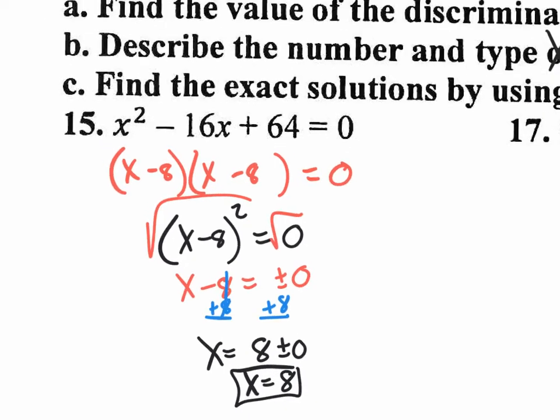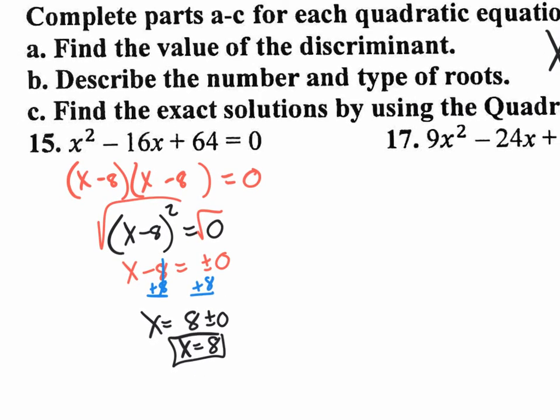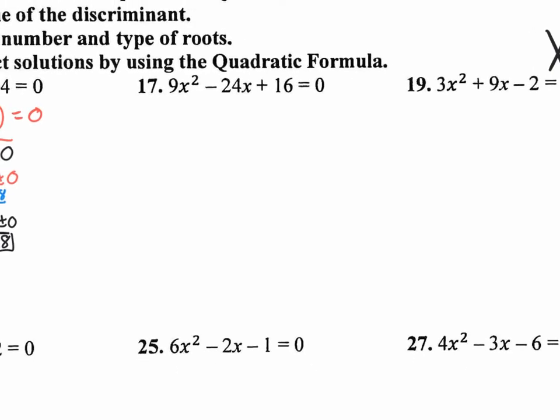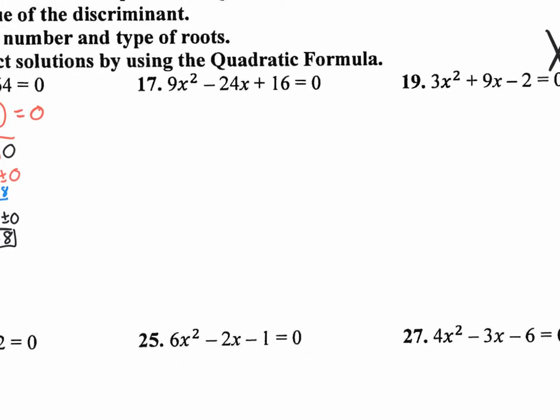So they wanted us to find the discriminant. I guess you have to do the b squared minus 4ac to find the discriminant. Describe the number and the type of roots. Well, I know that there's only one real answer. So there's one exact solution, whether you use a quadratic formula or not. Okay? So if you could use something else, you could use something else. If not, go back to the quadratic formula.